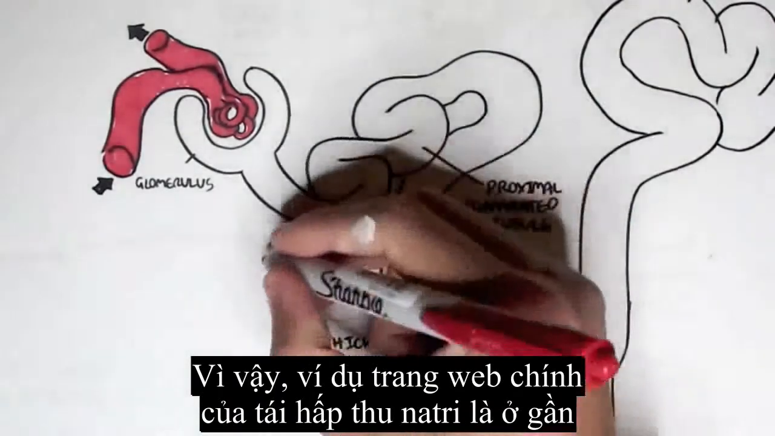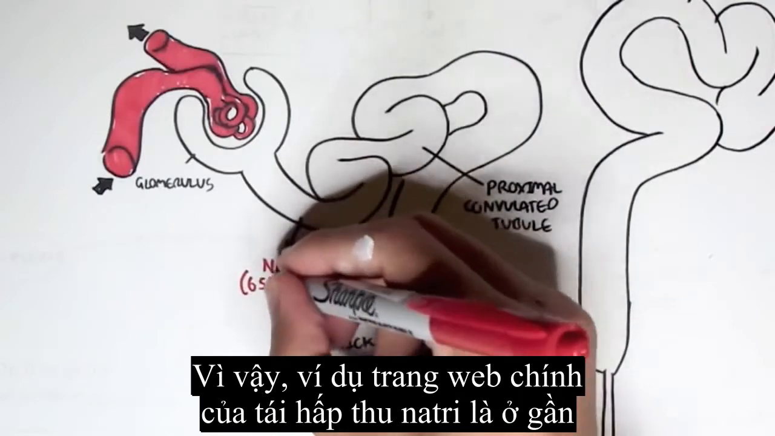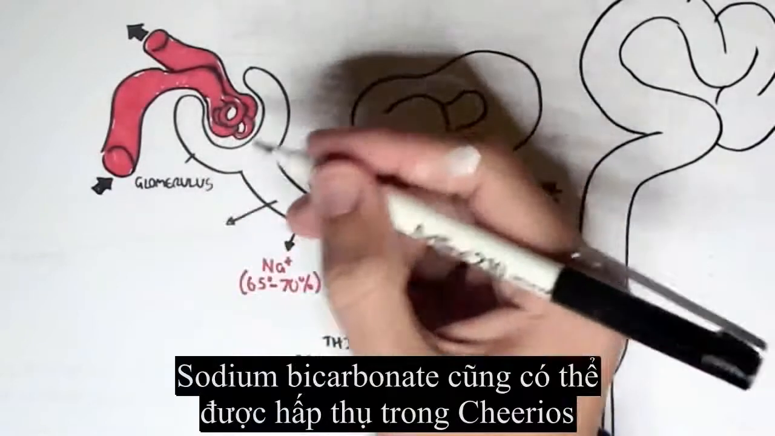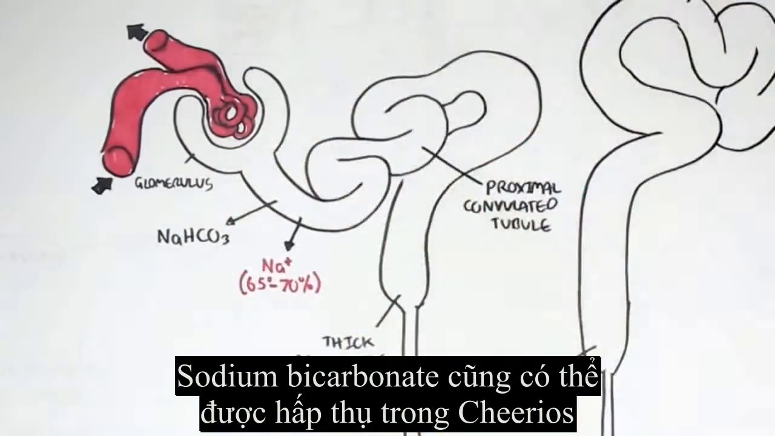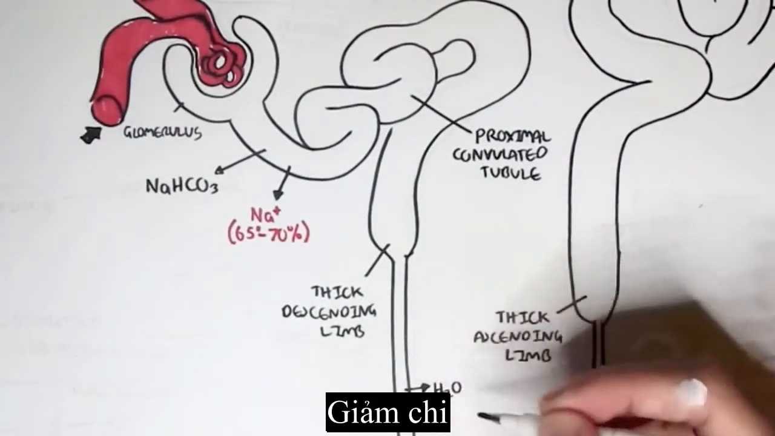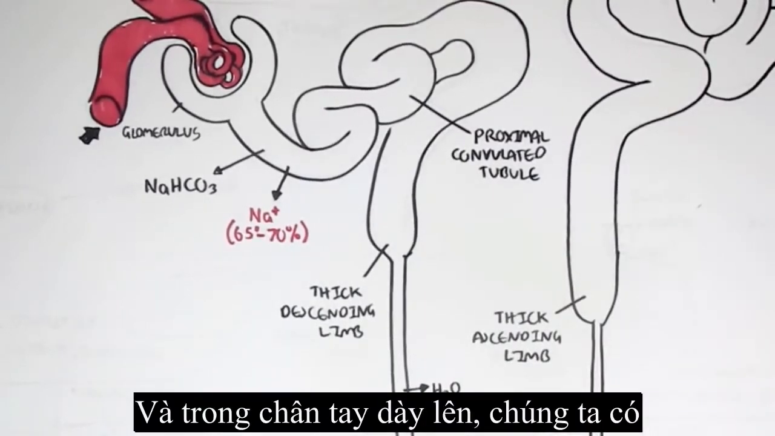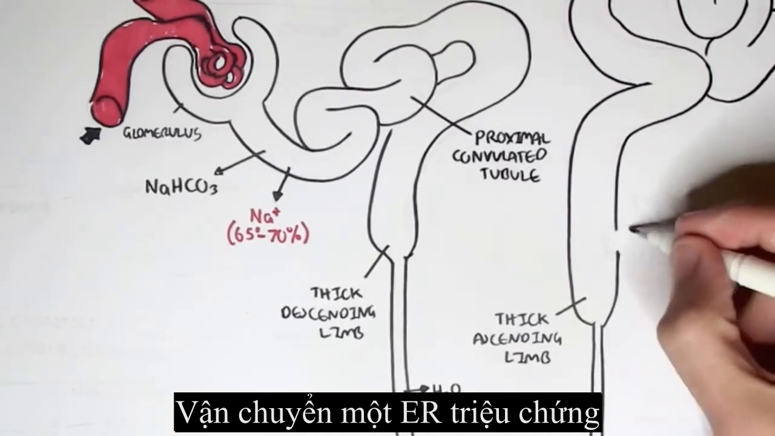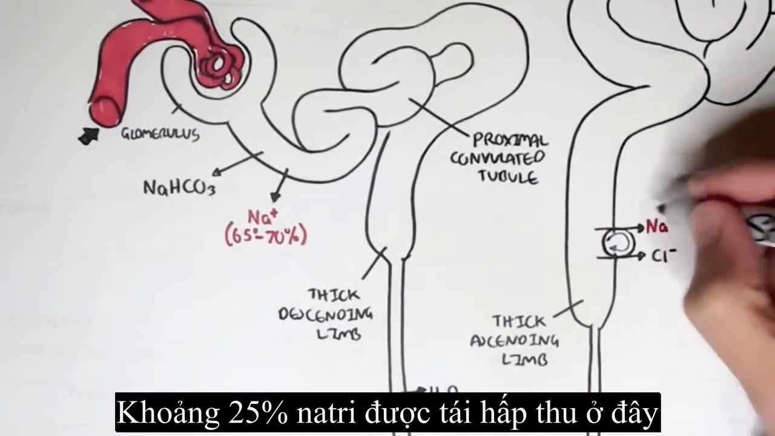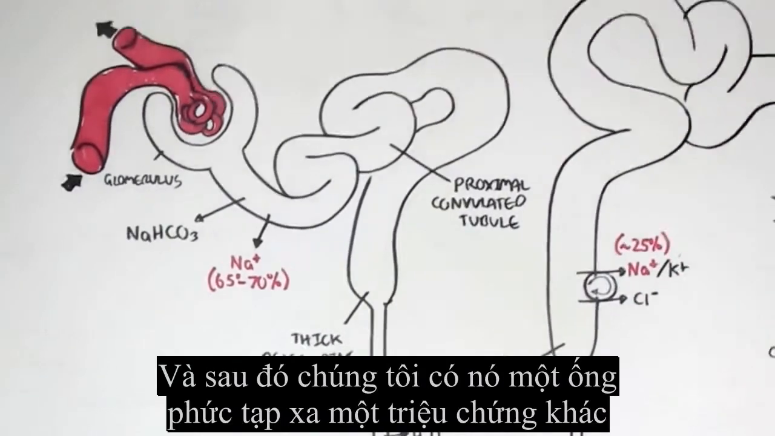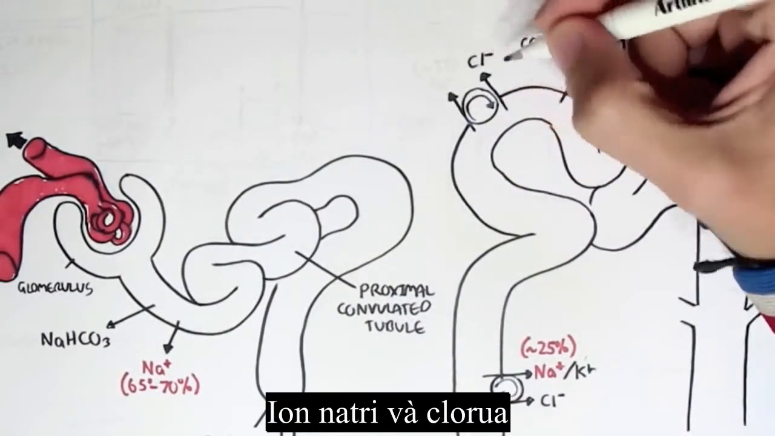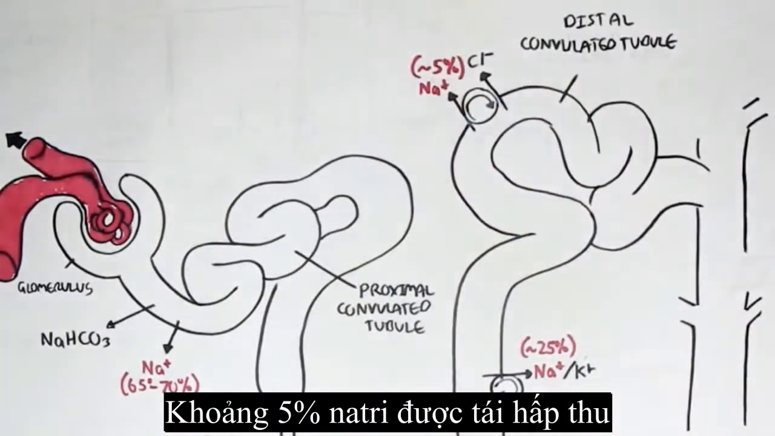So for example, the main site of sodium reabsorption is in the proximal convoluted tubules, where it absorbs approximately 65 to 70%. Sodium bicarbonate can also be absorbed in the proximal convoluted tubules. Water is reabsorbed within the descending limb. And in the thick ascending limb, we have a transporter, a symporter, which reabsorbs sodium, potassium, and chloride. About 25% of sodium is reabsorbed here. And then in the distal convoluted tubules, we have another symporter, a transporter, which reabsorbs sodium and chloride ions. About 5% of sodium is reabsorbed.